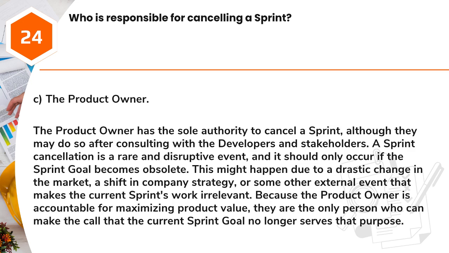The product owner has the sole authority to cancel a sprint, although they may do so after consulting with the developers and stakeholders. A sprint cancellation is a rare and disruptive event, and it should only occur if the sprint goal becomes obsolete. This might happen due to a drastic change in the market, a shift in company strategy, or some other external event that makes the current sprint's work irrelevant. Because the product owner is accountable for maximizing product value, they are the only person who can make the call that the current sprint goal no longer serves that purpose.